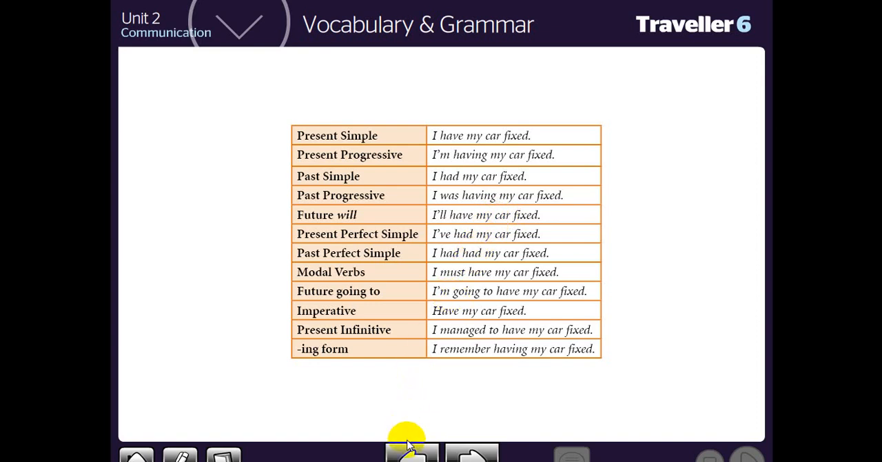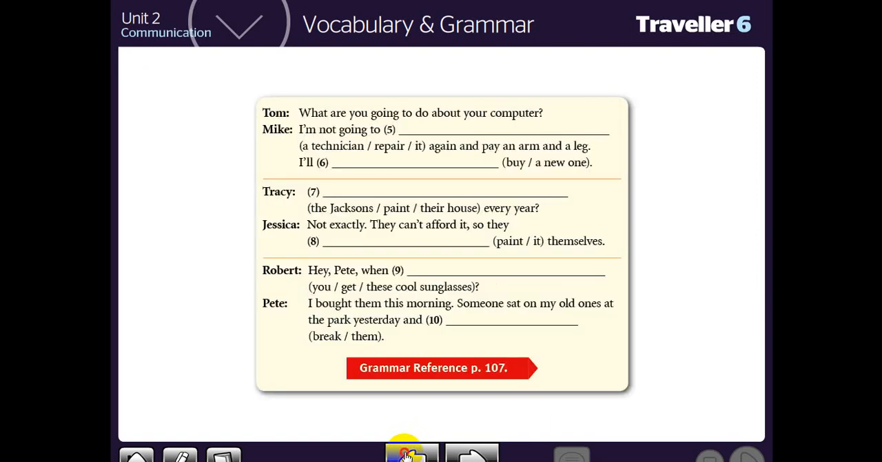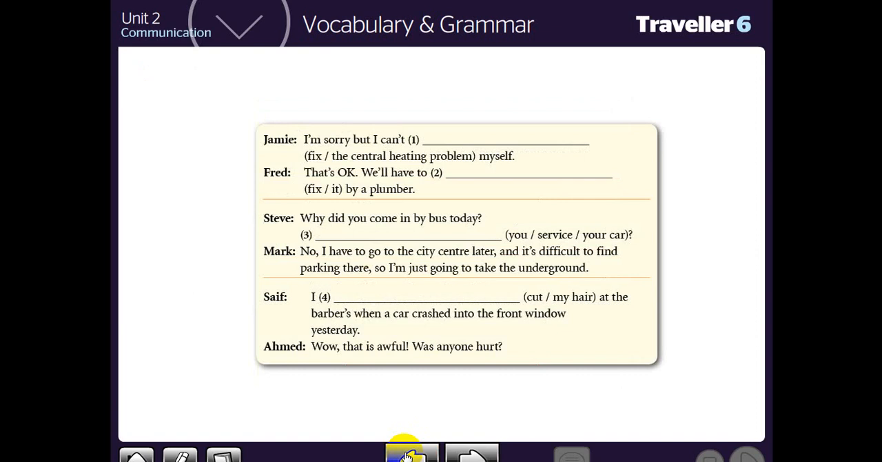Now, let's go to the exercise for more practice. Go back to your page 47 in your Traveller 6 student's book. Let's start with the first sentence. This is a dialogue between Jamie and Fred. Your task here is to decide which one of the sentences you can use in the causative and which one you can use in the active.